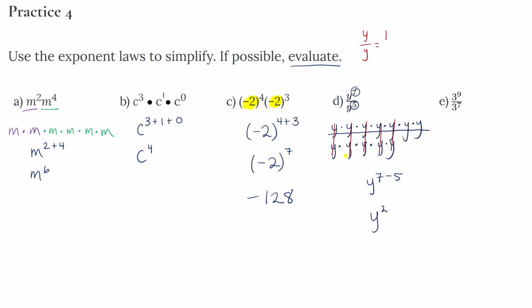We can use the quotient law for e again because we have two powers with the same base being divided. So we'll carry that base of 3 down, and then we're going to subtract the exponents. So 9, take away 7. So 3 to the power of 2, and we can evaluate that as just 9.